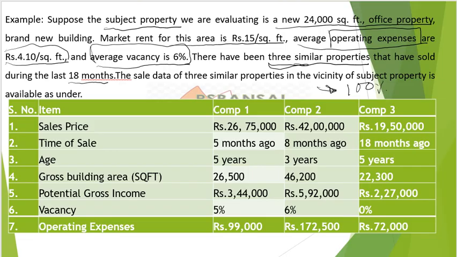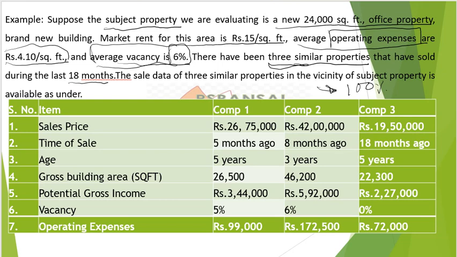So 95% of the year the building was occupied. For 6%, the average vacancy was 6%, means 6% remains unoccupied. So this is the data given to you for the three comparables for which you have collected the data.